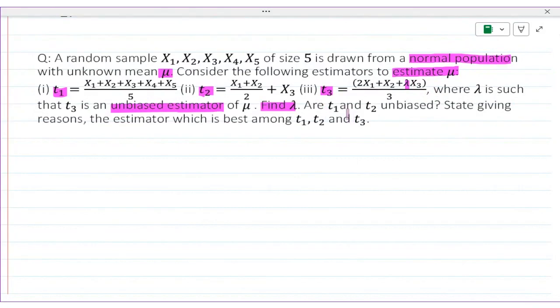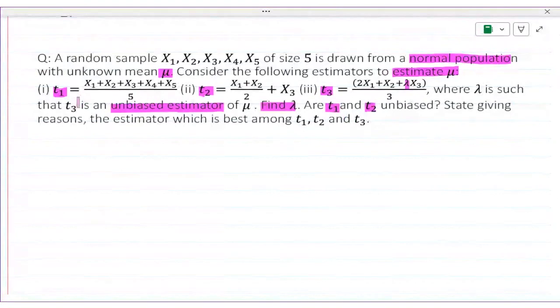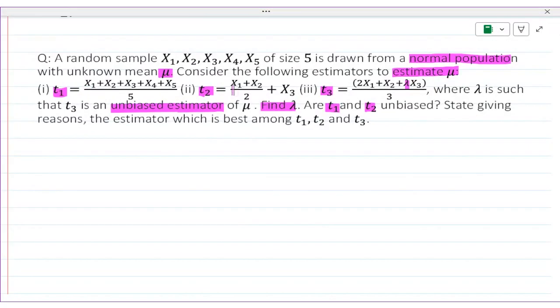Second, are T1 and T2 unbiased? So is T1 unbiased, students? You know it is a sample mean. Sample mean is an unbiased estimator. Otherwise you can take the expectation of this and show the expectation is equal to mu. In the same way we can do this for T2. We'll take the expectation of T2 and check whether it is really equal to mu or not. So mu plus mu, 2 mu. No, it is not equal to mu. It is equal to 2 mu.